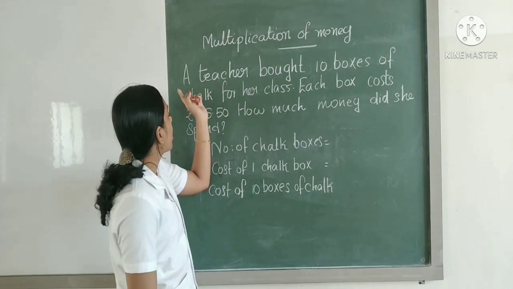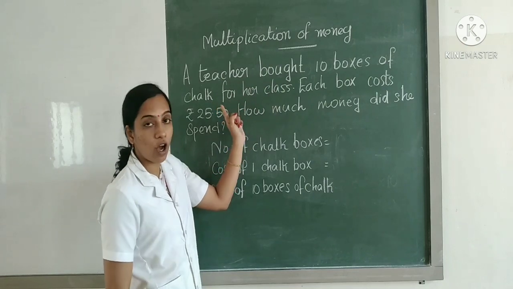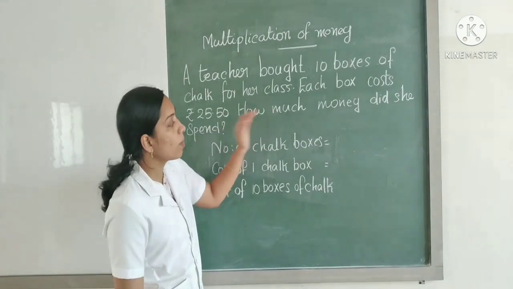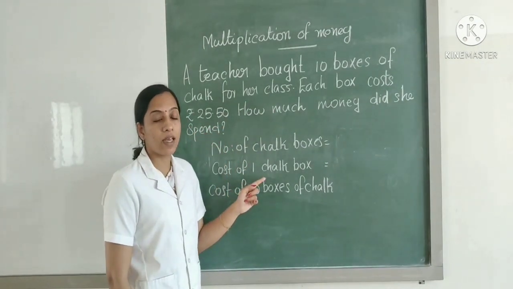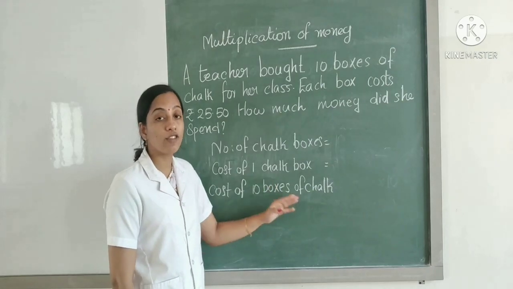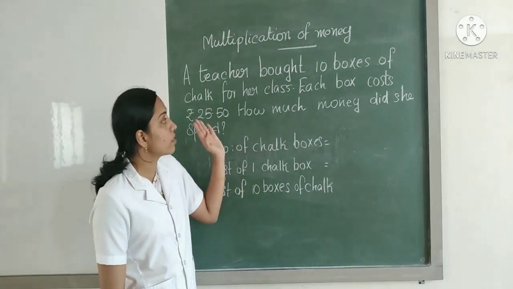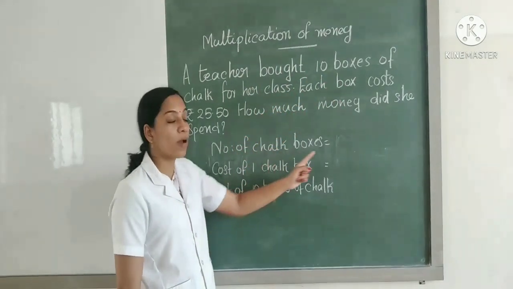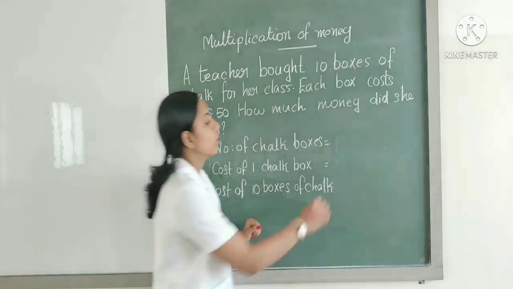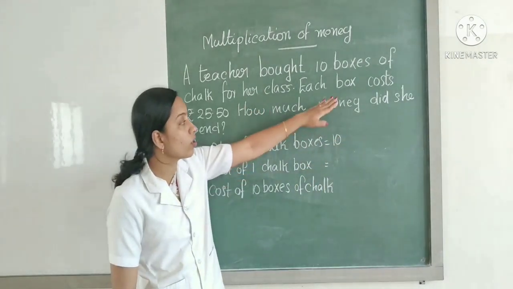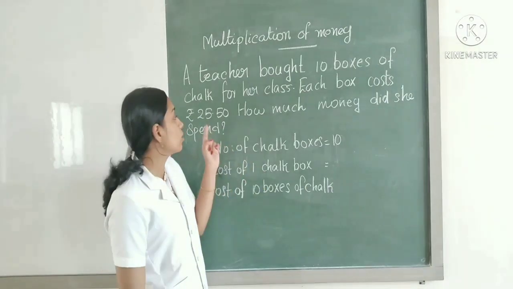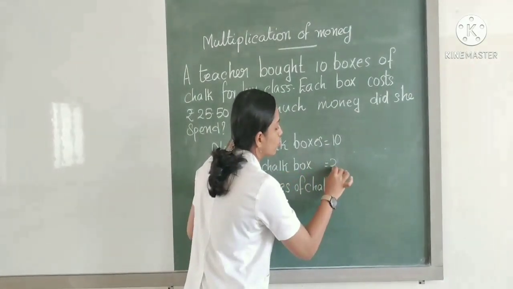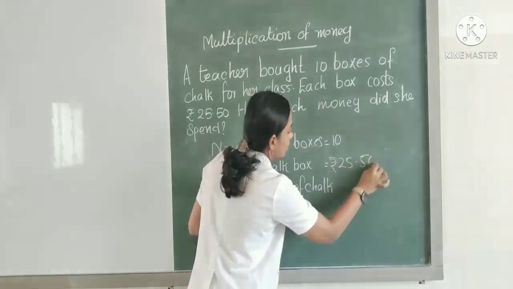This is our question. A teacher bought 10 boxes of chalk for her class. Each box cost 25 rupees and 50 paise. How much money did she spend? See children, to solve the word problem, you have to write the statements, right? Here a teacher bought 10 boxes of chalk. So first, let us write number of chalk boxes. That's equal to 10. Then the cost of one box is given. That is 25 rupees and 50 paise. So let us write cost of one chalk box is equal to 25 rupees and 50 paise.